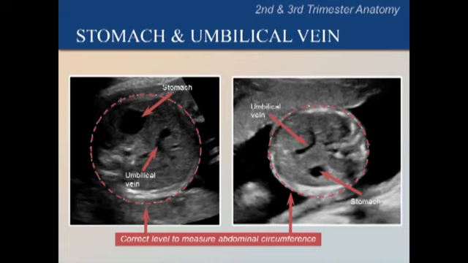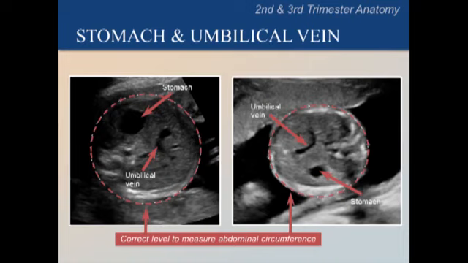Now, let's identify the umbilical vein in each image. The umbilical vein carries oxygen from the placenta to the fetus. Because it contains blood, it is anechoic. Notice the curved shape of the umbilical vein at this level.